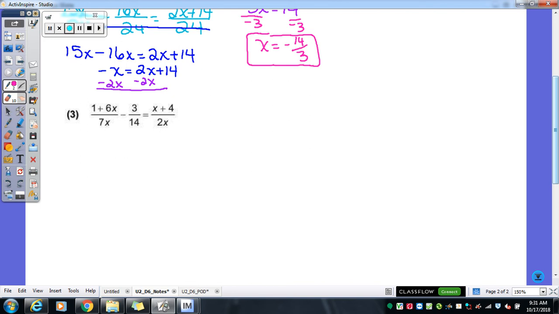Can we make 7 turn into a 14? Yep. Can we make 2 turn into a 14? Yeah, so we're going to want to use 14. But the other two fractions also have an x with it. So x is also going to have to be part of your common denominator. So 14x.